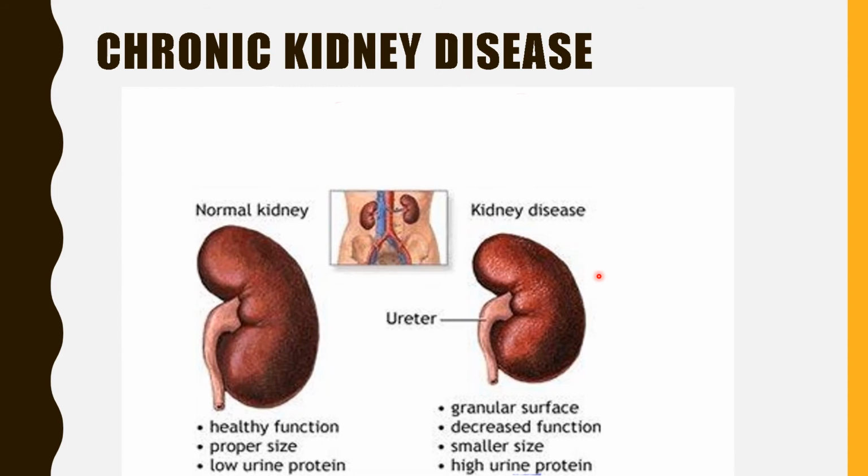In case of chronic kidney disease, you can see a normal kidney and a CKD kidney. In a normal kidney there is healthy function, proper size and low urine protein, meaning it can filter the urine properly, whereas in CKD, or chronic kidney disease, there is a granular appearance of the kidney and decreased function, meaning the urine does not filter out properly. You can see the kidney is smaller in size and there is high urine protein. The urine passed out has more protein content.